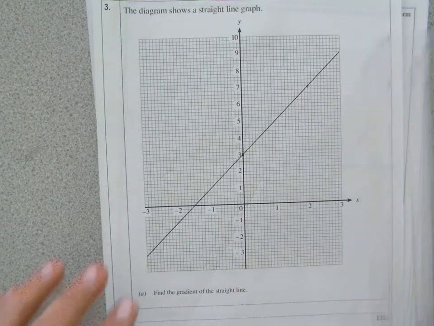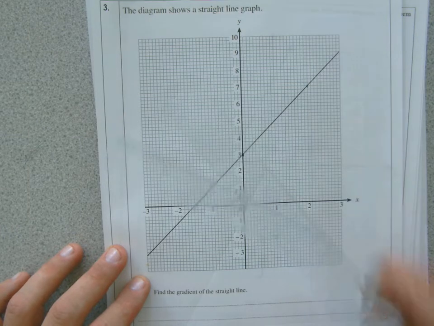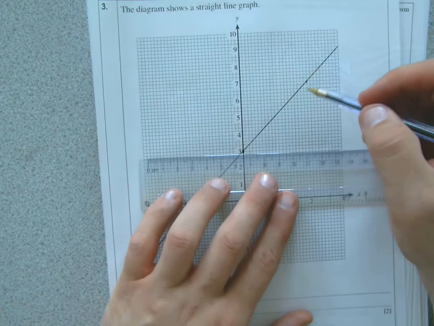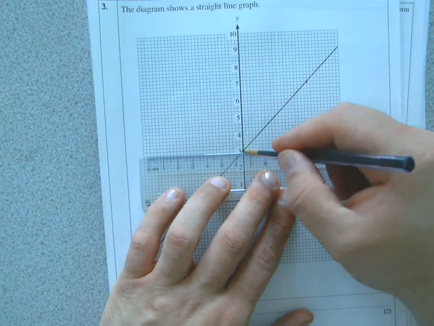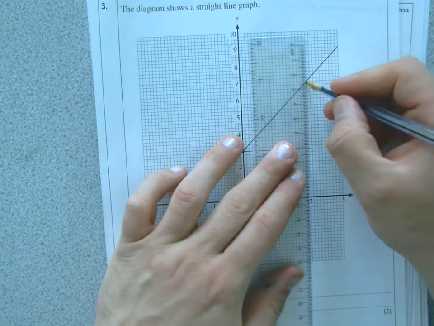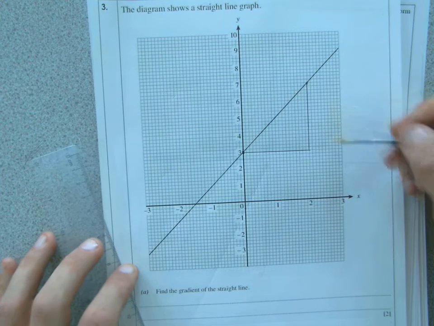Now the scale is quite hard to read in this sense, but maybe I could use a ruler just to make sure I lined that up properly. And yeah, x is 2 there, and y is 7. So those two points, I'm now going to form a triangle. With my triangle, I then work out the rise here.